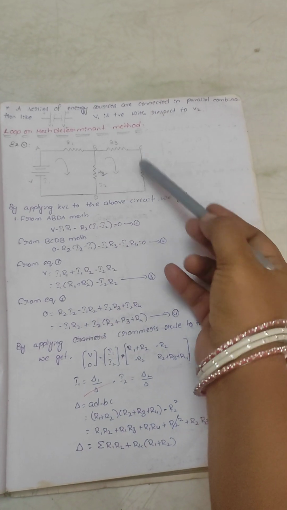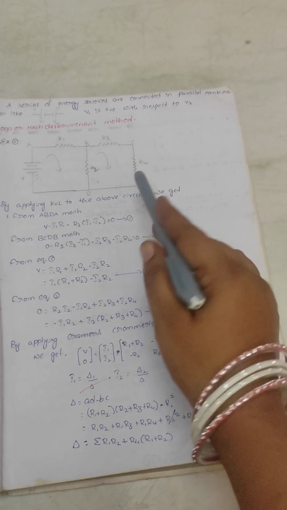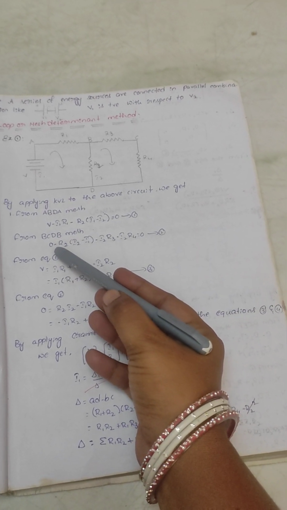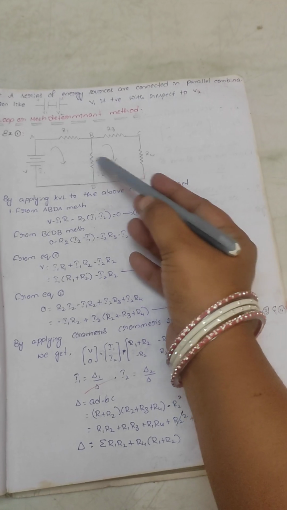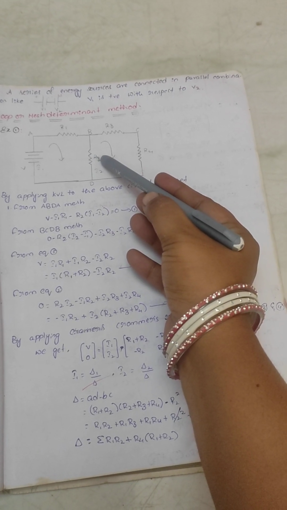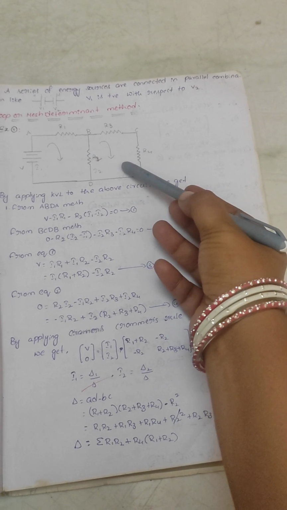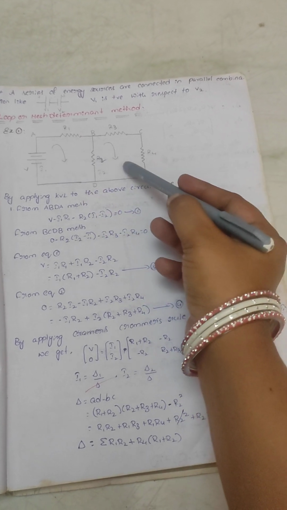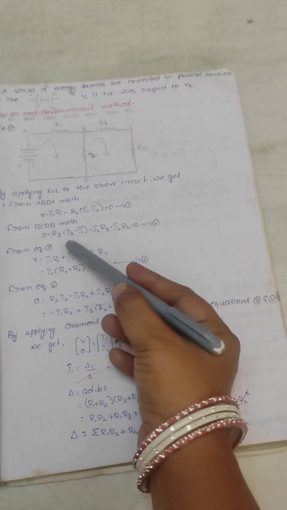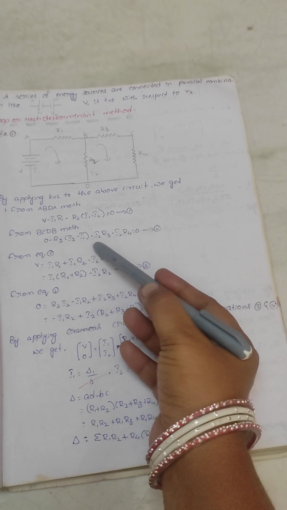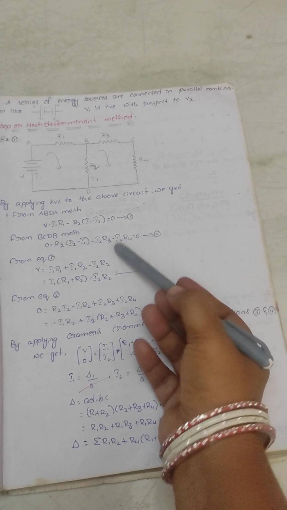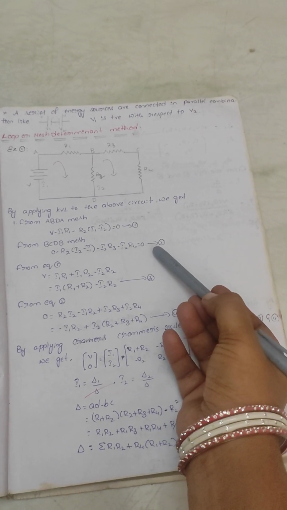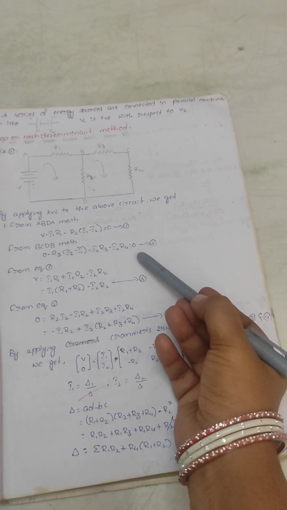From BCDB, we don't have a voltage value, that's why we take it as 0. So 0 minus R2 into (I2 minus I1), since we are taking this mesh now and I2 comes first, minus I2 R3 minus I2 R4 is equal to 0. This is the second equation.